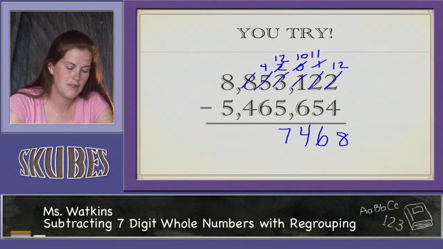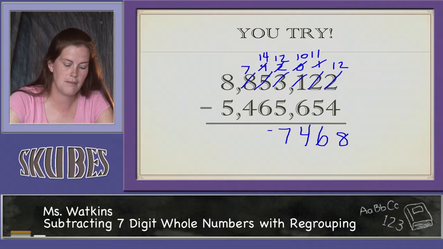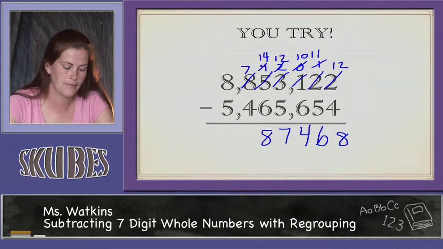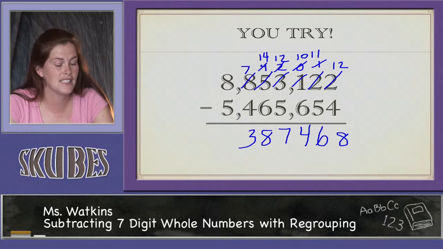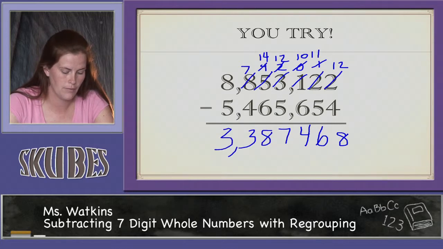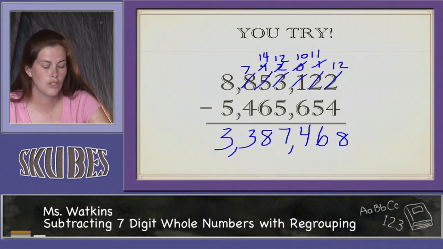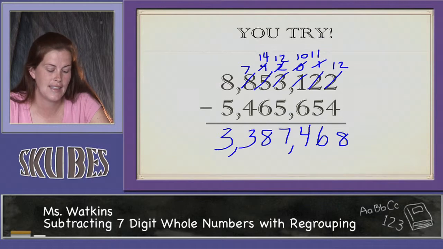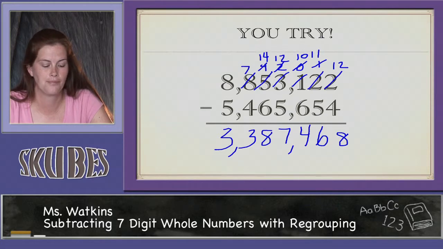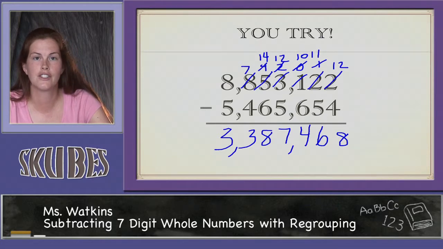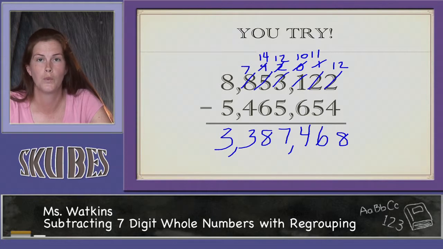All right, we need to regroup. This 8 becomes a 7, and this 4 becomes a 14. 14 minus 6 equals 8. Now we have 7 minus 4, which equals 3, and 8 minus 5 equals 3. So our answer is 3,387,468. This concludes our lesson on subtracting with 7-digit whole numbers with regrouping.